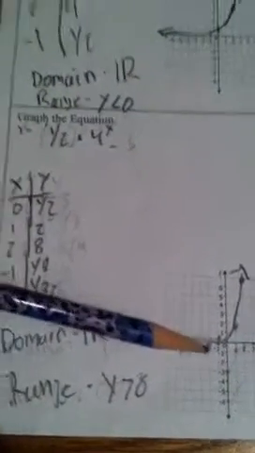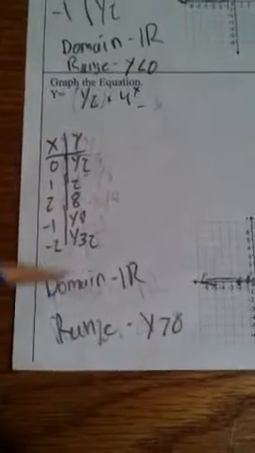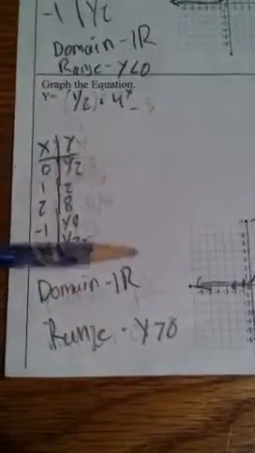Then you go to the domain, same thing. Always all real numbers. It's a big thing. Most of the time it's all real numbers, but it's always good to double check. And then you got the range, that y is greater than 0.